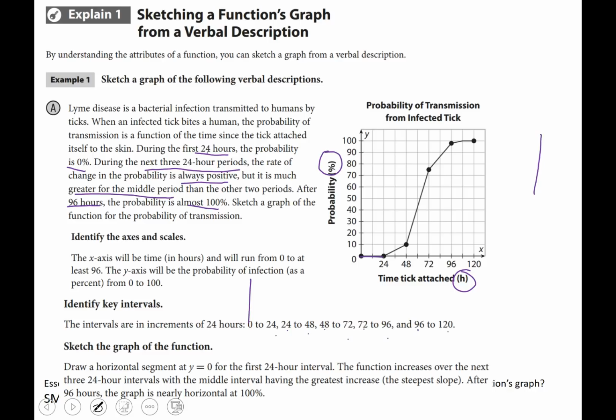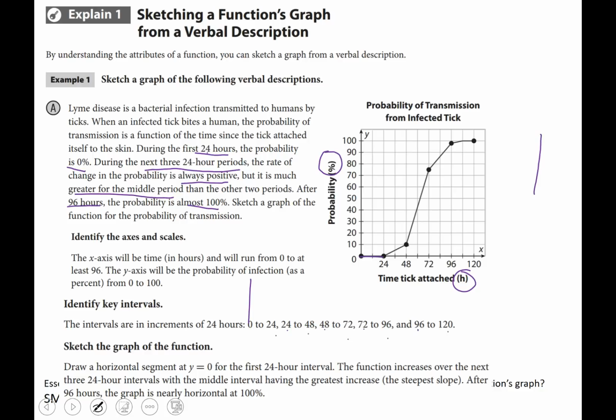The function increases over the next 3 hours, with the middle interval having the greatest increase or the steepest slope. So basically, they didn't guess, but they made some educated guess markings. They put a mark a little bit above an increase. In the middle, in that next 24-hour period, is a greater increase, and then the slope decreased again a little bit. So that's where they got the next 3 markings from.